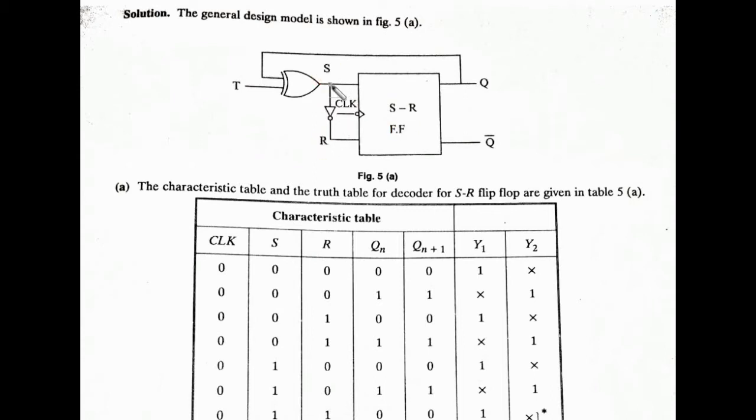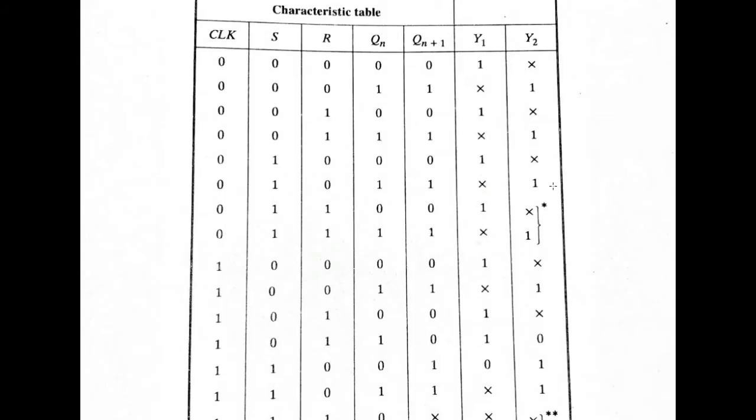Here the input is connected via a NOT gate, so that we get only one input. That one input is connected to an XOR having input T. Another input of the XOR is connected to Q. The characteristic table and the truth table for the decoder of the SR flip-flop is given in table 5.